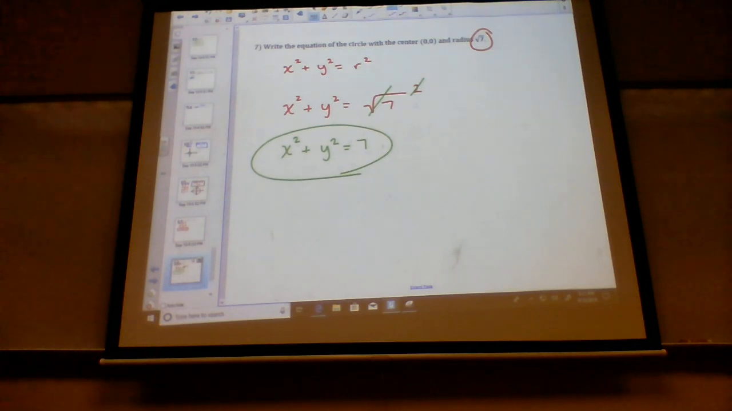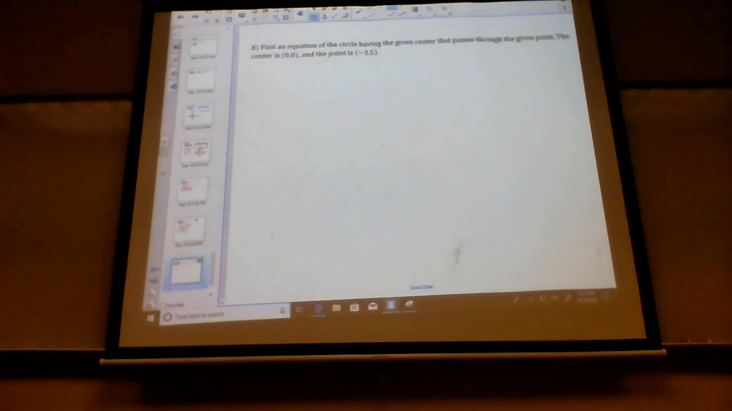All right, 2 more questions, guys, and we're finished with this lesson. So number 8 says, find an equation of the circle having the given center that passes through the given point. The center is 0, 0, and the point is negative 3, 5. So this is where it gets a little tough. You're going to have to pay close attention.